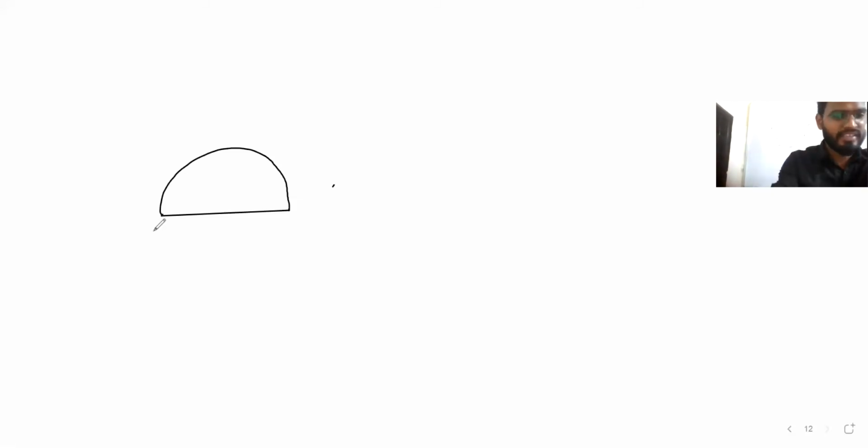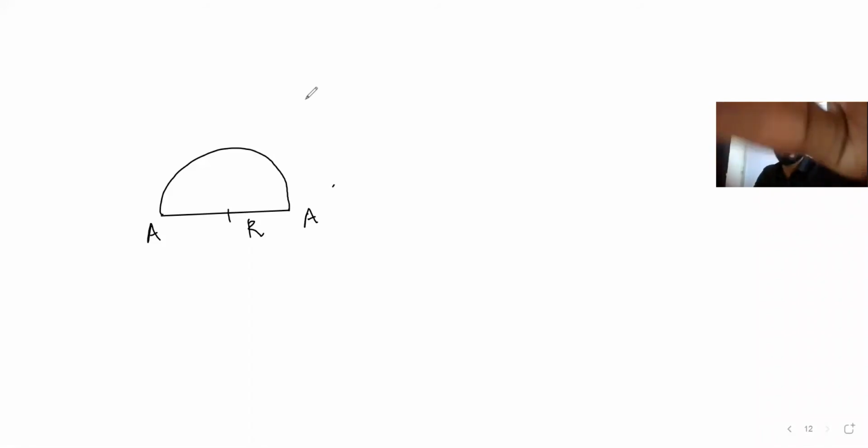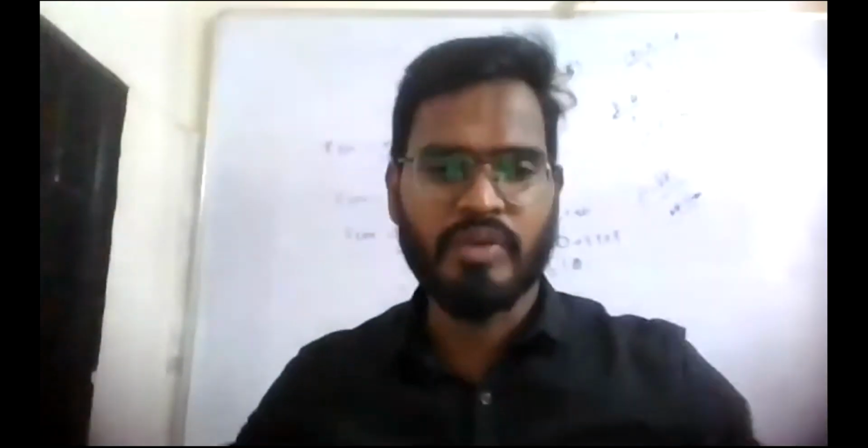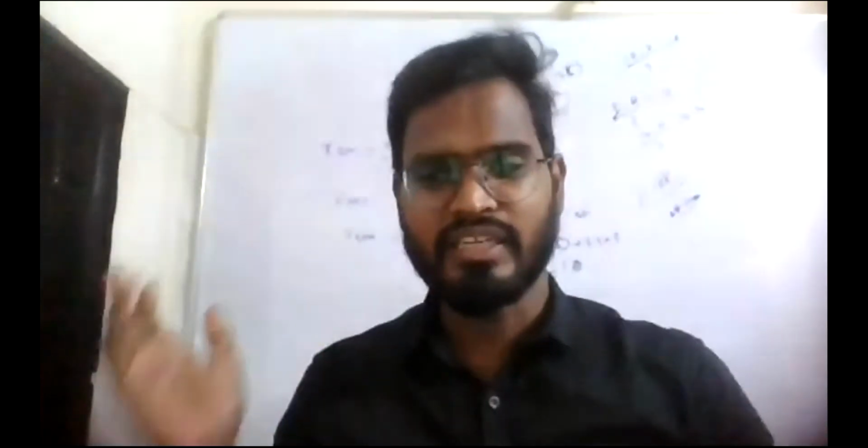Wow, perfect. A and A dash, and then what? It is radius R. So the question is, if a particle is running in a semicircular path of radius R, then find distance and displacement.